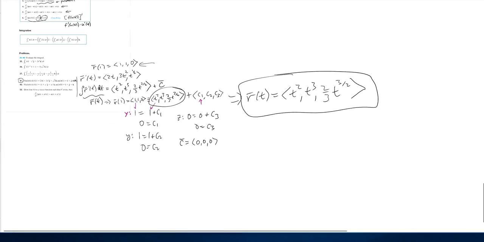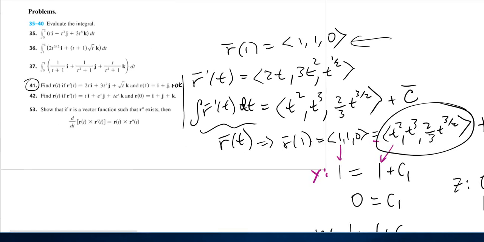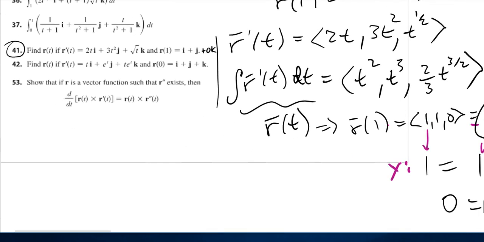All right, so let's see what else is here. This is a good problem to do on a test. See if you can do that one. It's a nice little problem there. All right, and that's it. That's vector functions and their derivatives.